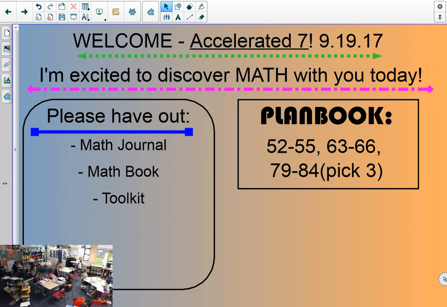Let's go on to 47. So work with your groups right now to try to get done 47 and 48.